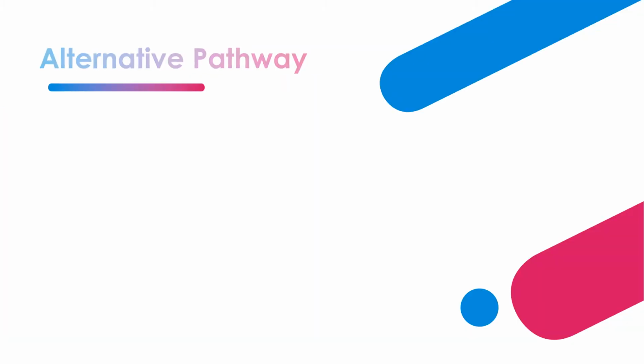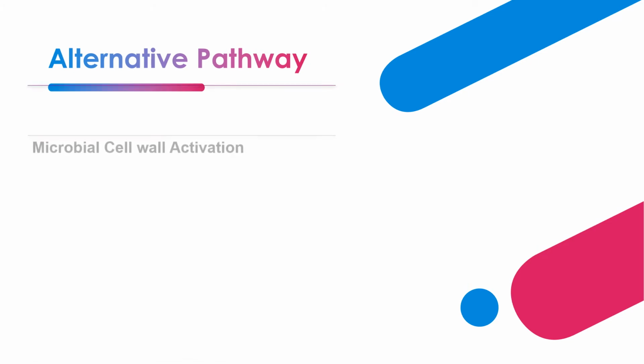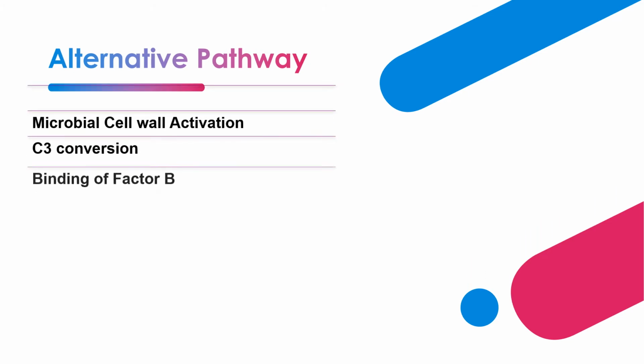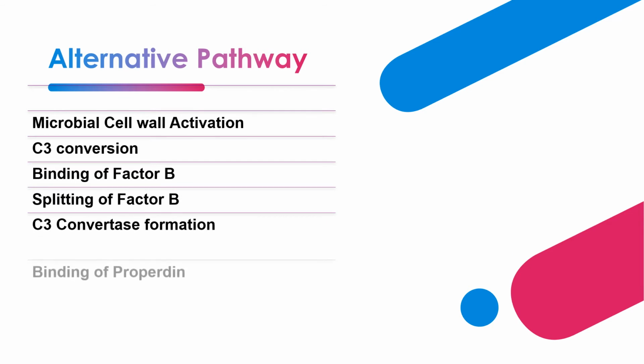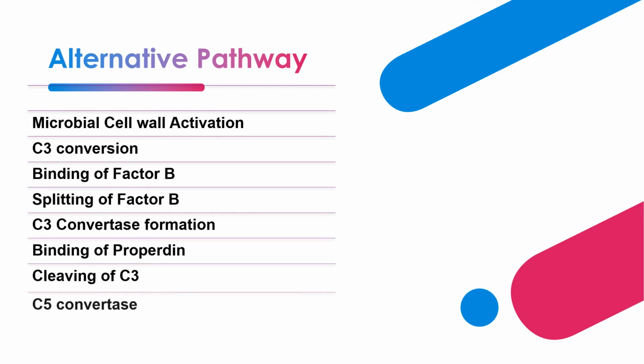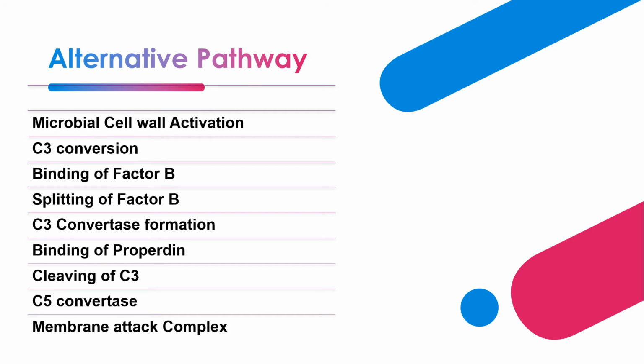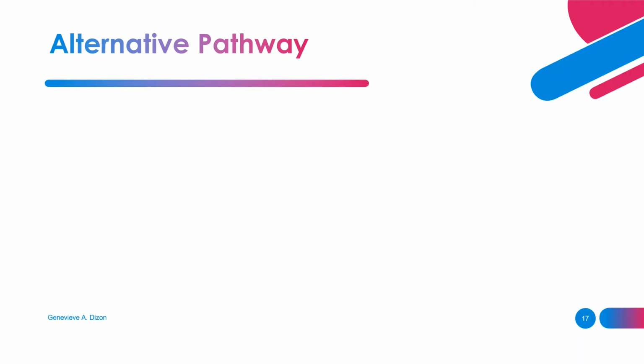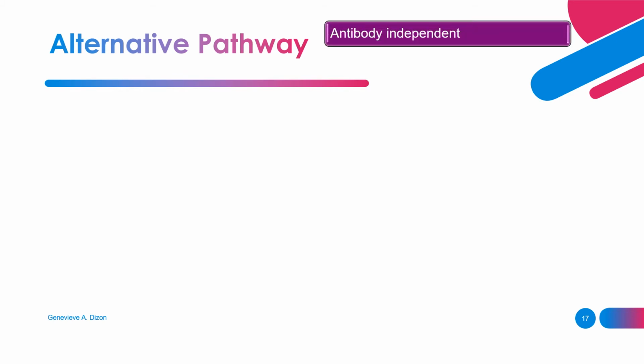The second pathway is the alternative pathway. The microbial cell wall activates the C3 conversion, leading to the binding and splitting of factor B. C3 convertase is formed and properdin is bound, cleaving more C3 and leading to the C5 convertase. This eventually forms the membrane attack complex, which is similar to the classical pathway. The alternative pathway is antibody independent. It does not need the presence of antibodies to activate this pathway.